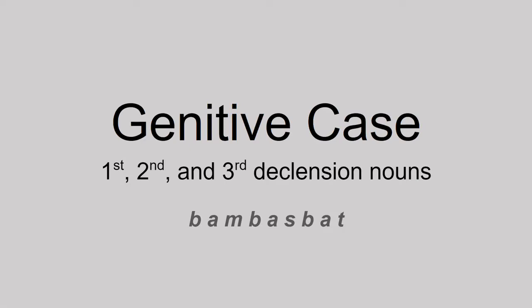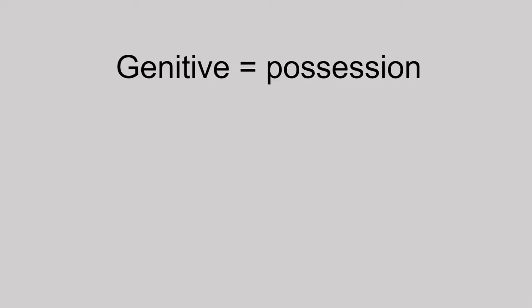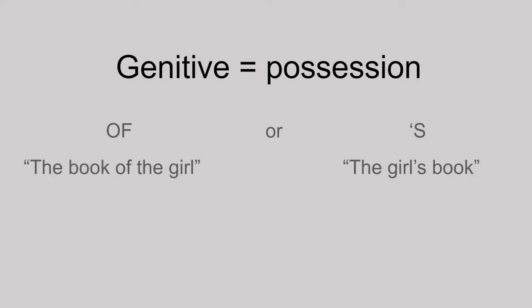The genitive case in Latin. It sounds tricky, but once you've got the hang of it, it feels so simple. To start with, we'll look at how the genitive works in English, and then we'll move on to looking at it in Latin. A noun in the genitive is used to show possession. In English, we show this in two ways, either using of or using apostrophe s. For example, the book of the girl or the girl's book.